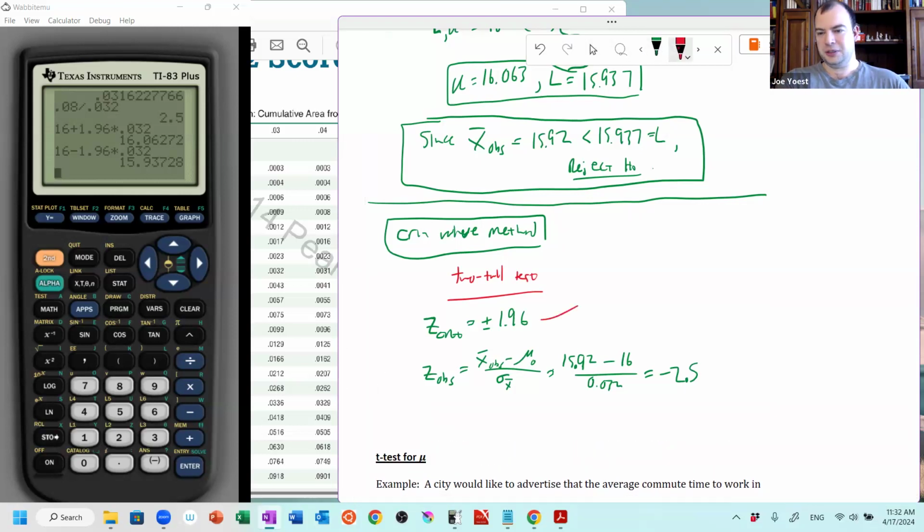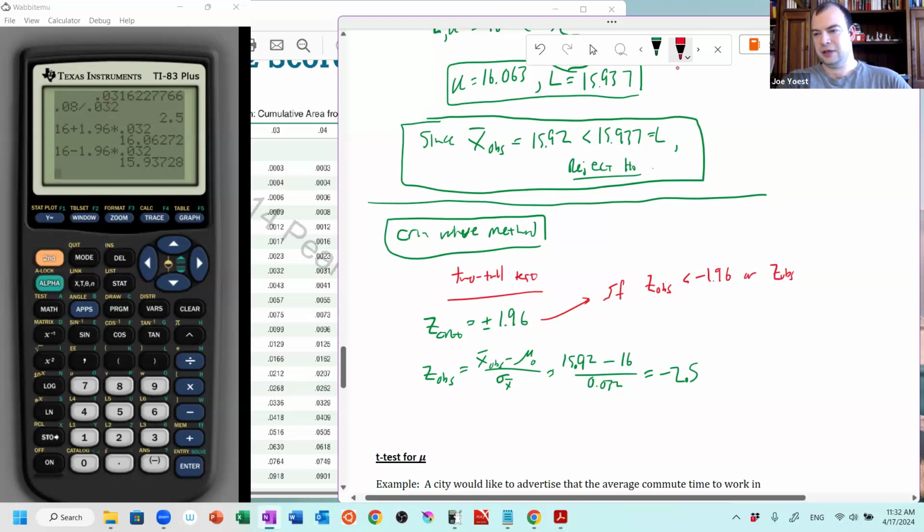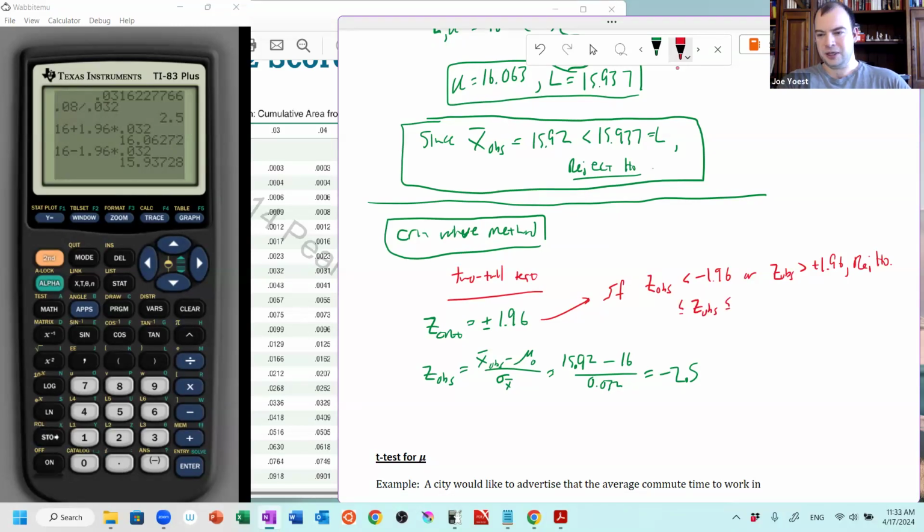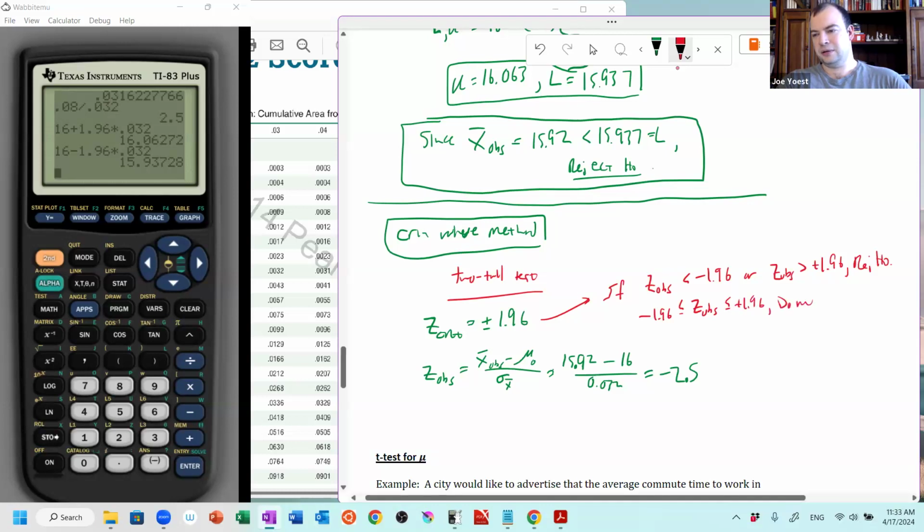And just to be clear what the decision criterion is, if Z observed is less than negative 1.96 or Z observed is bigger than positive 1.96, we reject H naught. Otherwise, if Z observed is between negative 1.96 and positive 1.96, do not reject H naught.